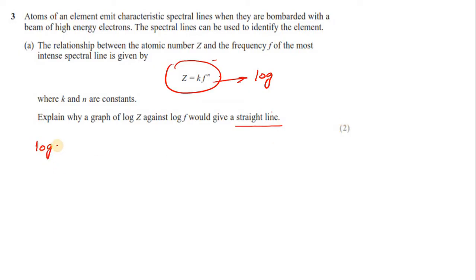So you write log of Z is equal to log of k into f power n. Remember, the idea is you need to do some steps or some mathematics so that you can show that this equation can be written as y equal mx plus c. If you are able to show this form, then this means that the graph is a straight line, because they are saying log, so we apply log on both sides.